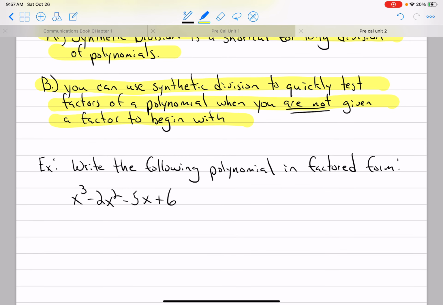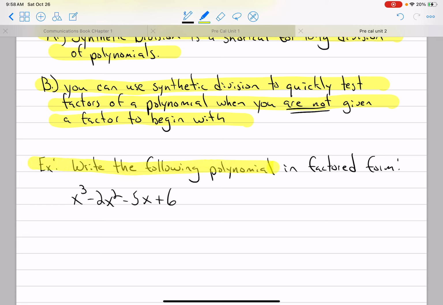So all the time, they're like, yeah, divide this polynomial by this factor that they gave you. Well, sometimes you're not going to have the factors, so you need to be able to test to find out which factors might work, and you want to be able to do it quickly. Synthetic division can help you do that. So let's show and talk about why. Let me give you this example.